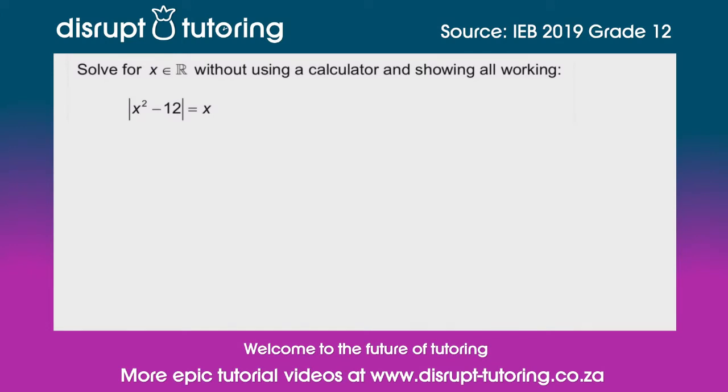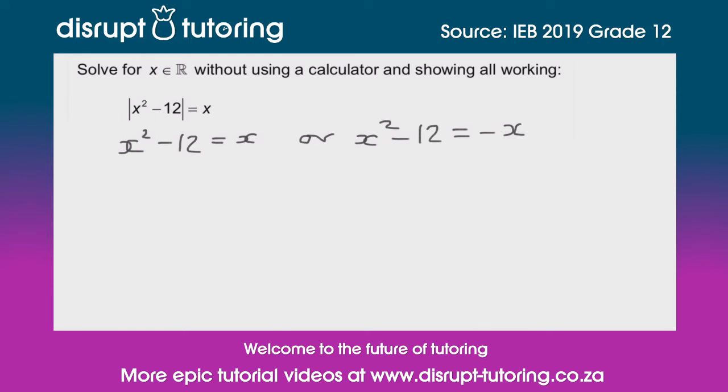Today we are going to deal with an AP Maths question on absolute values, taken from the 2019 IEB Paper 1. So in this question, we need to consider two cases. x squared minus 12 equal to x, or x squared minus 12 equal to minus x.